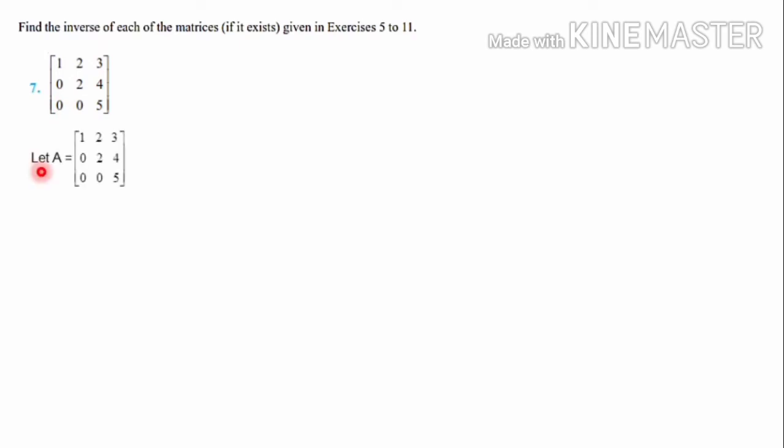Move on to the next question. Find the inverse of each of the matrices if it exists, given in exercises 5 to 11. Questions number 5 and 6 are 2 by 2 matrices that you will have to do as homework. In question number 7, a 3 by 3 matrix is given to you: matrix 1, 2, 3, 0, 2, 4, 0, 0, 5. Let us take the given matrix as A. Let A is equal to matrix 1, 2, 3, 0, 2, 4, 0, 0, 5.